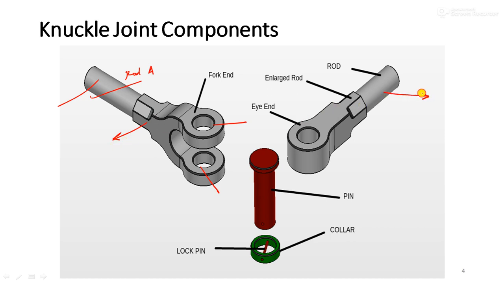And the second component is nothing but the eye end. Let us call this rod B. This rod B has the eye at the end. Inside this eye goes the third component, that is called a pin, and this portion is called a pin head. So this pin will fit inside this eye and the fork, and in this way with the help of this pin, rod A and rod B will get connected to each other.